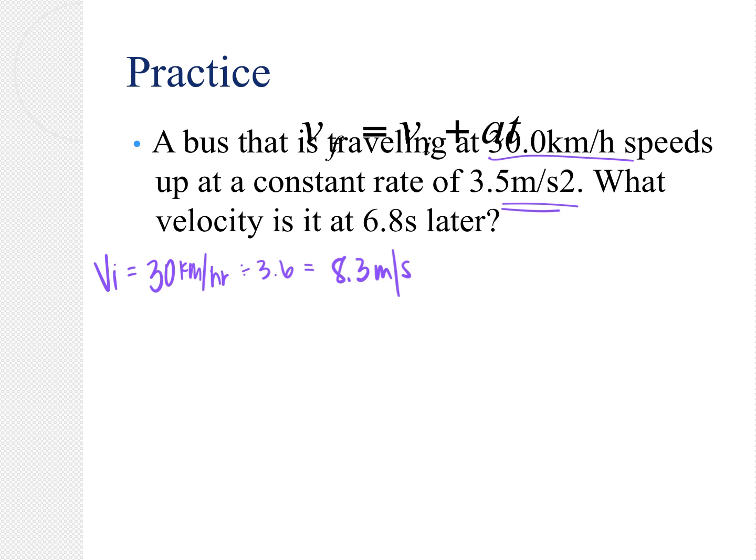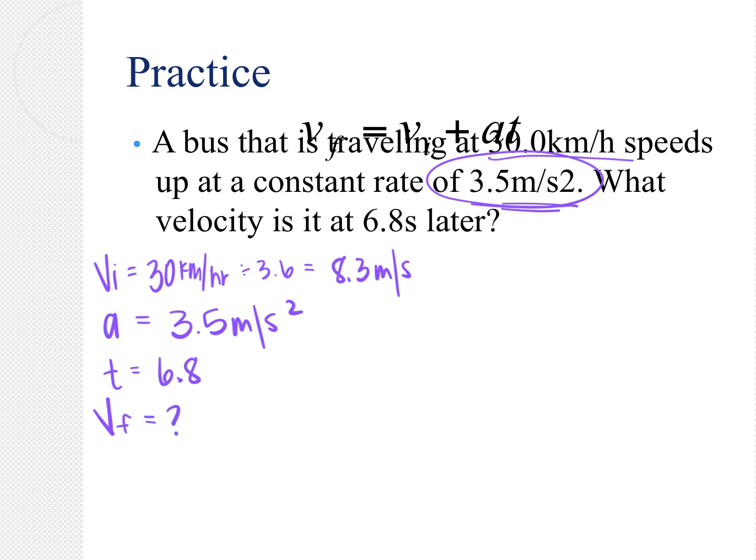All right, the next thing it gives me is 3.5 meters per second squared. What variable does that have to represent? Acceleration. I know that because of the unit alone. It didn't ever say the word acceleration, but I know from the unit that it is the acceleration. And then the time would be 6.8. What velocity is it at? So that means I'm solving for final velocity. And so I give that a question mark.